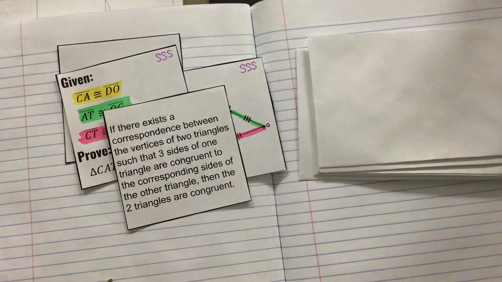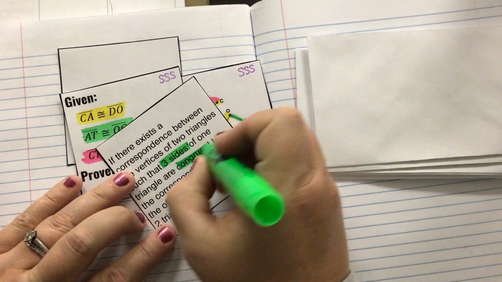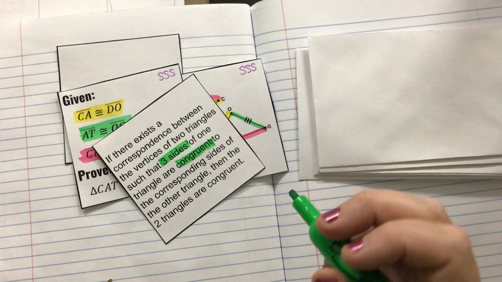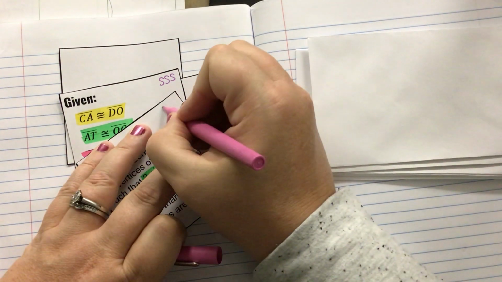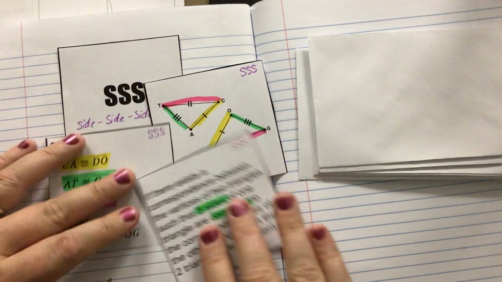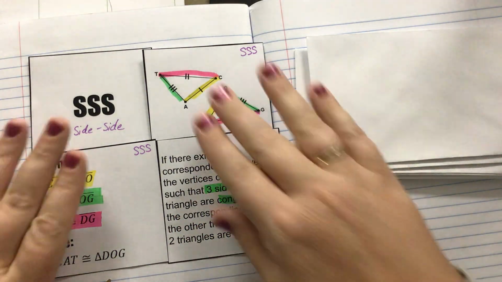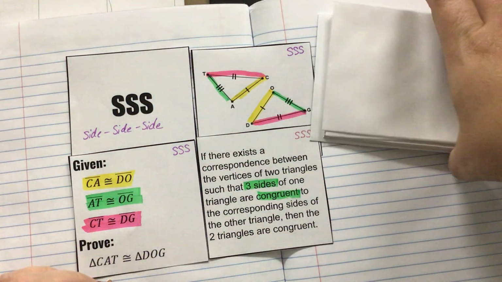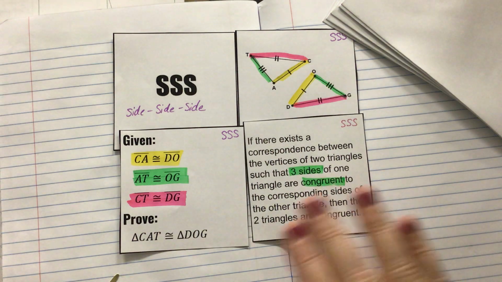Okay, so key things here, it says you're going to have 3 sides congruent. That's the key there. You got 3 sides that are congruent. Okay, so this one is also side, side, side. So you should have 4 cards that represent what side, side, side is. Okay, am I going too fast for anybody? So those are my 4 cards I have for side, side, side.